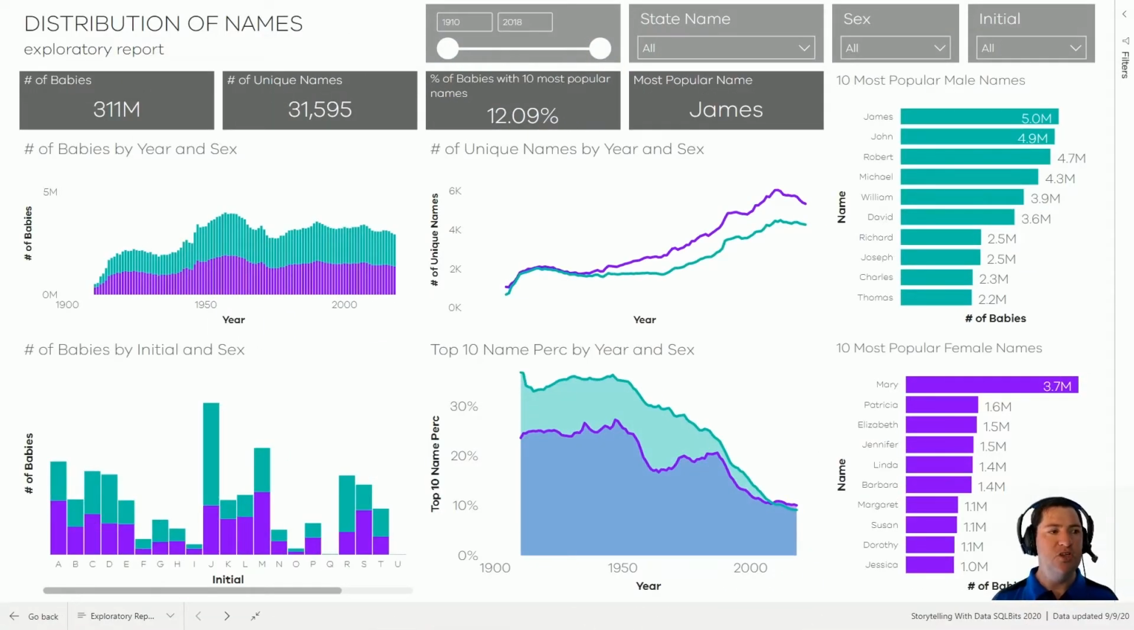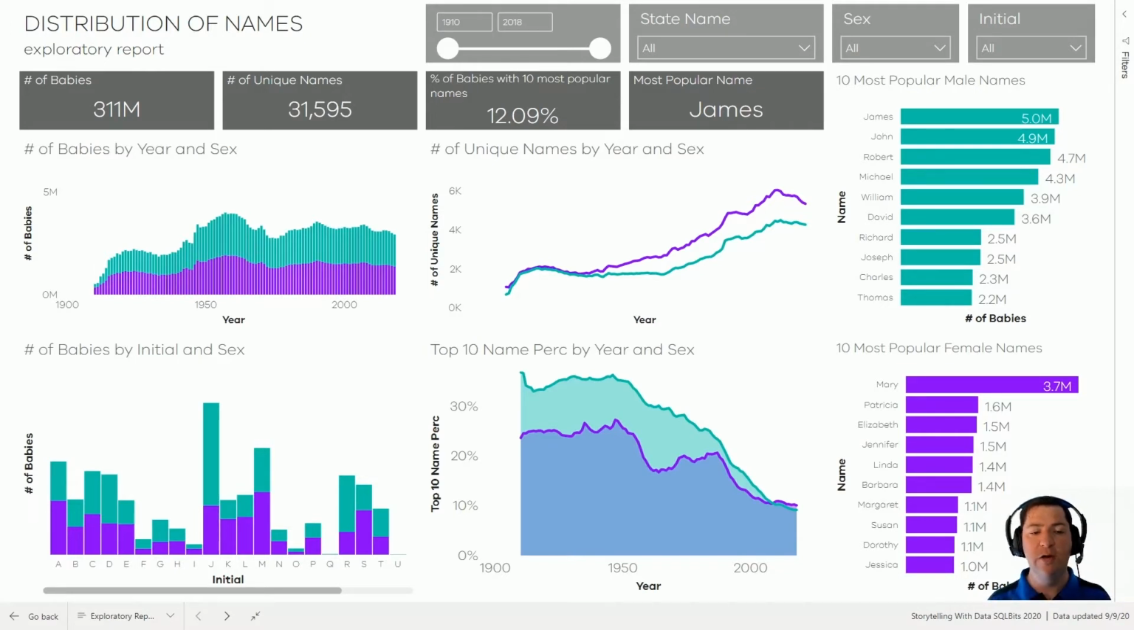Right, here we go. So let me give you a bit of context about this data set first. This data set comes from the US government, their Census Bureau, and essentially it records the number of babies born every year and what names were given to these babies. So it's the number of babies born in a year, the names given to these babies, and it also records two additional points of information. It records the sex of the baby, and it records the state in which the baby was born.